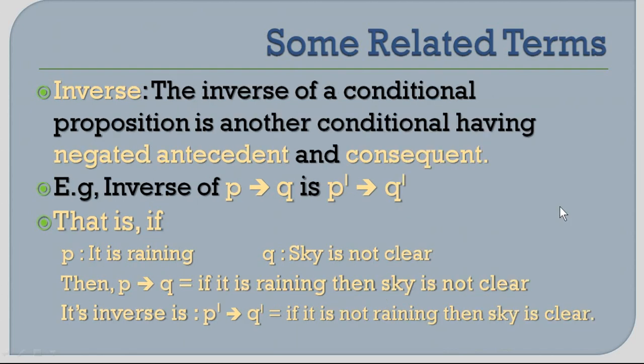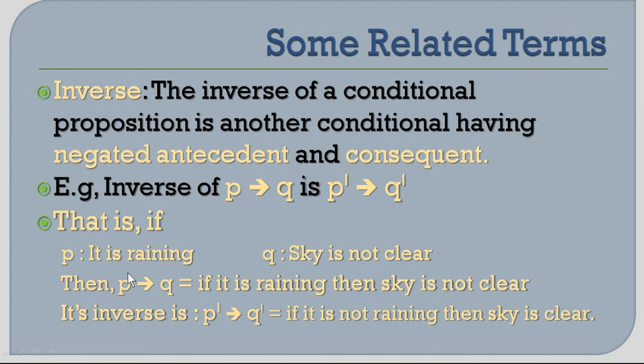Next is inverse. The inverse of the conditional proposition is another conditional having negated antecedent and consequent. That means you are going to write the antecedent as negated antecedent and consequent as negated consequent. You are going to just inverse it. So to understand, given an example, inverse of P implies Q is P dash implies Q dash, right? You are going to negate it. So if you have a true statement, you are going to make it as a false statement. If you have a false statement, you are going to make it as a true statement, right?